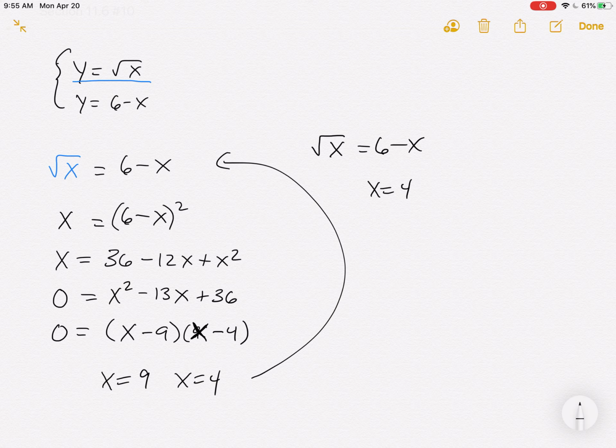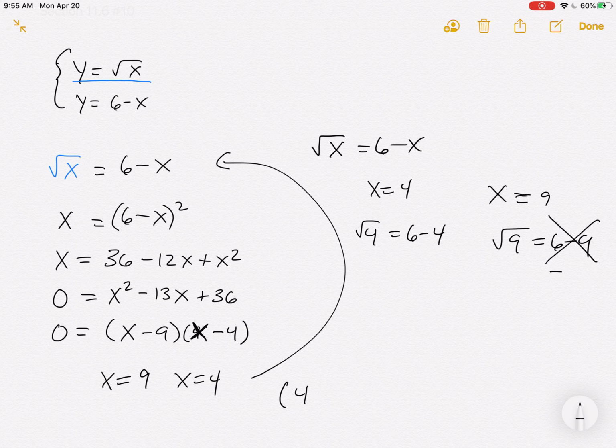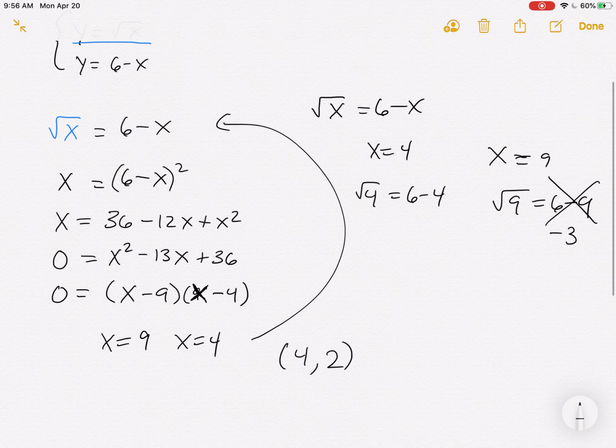If x is equal to 4, we would have the square root of 4 is equal to 6 minus 4. Well, that's a true statement, right? So x equals 4 is a keeper. And if we try the 9, look what happens. We get the square root of 9 needs to be equal to 6 minus 9. It's this part over here where you get the negative 3 that's not going to happen, because that's the principal square root. And so 9's not an answer. So our only legitimate answer is 4. And if you use 4 and plug it back into any of the originals, you'll get a 2. So (4, 2) is the common point of intersection.